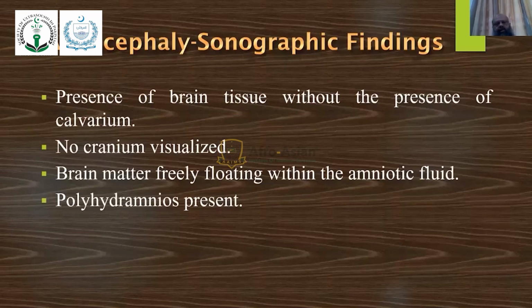Anencephaly sonographic findings are the presence of brain tissue without the presence of calvarium, no cranium visualized, brain matter freely floating within the amniotic fluid, polyhydramnios. We need to keep these in mind while diagnosing acrania, that these are specific findings of anencephaly.